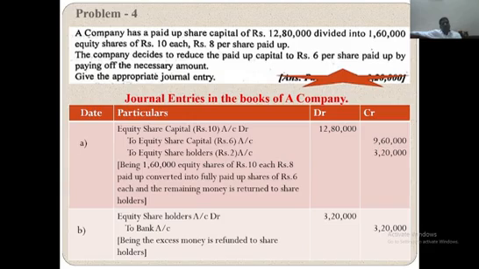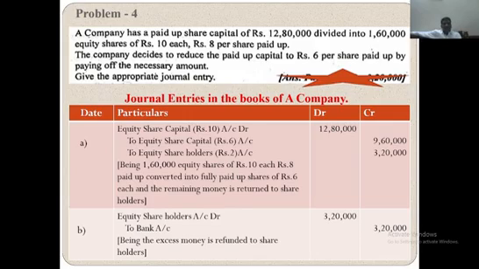Particulars, debit in rupees, credit in rupees. First journal entry, equity share capital account debit 12 lakh 80,000, which means 1 lakh 60,000 shares at the rate of rupees 10 each, but with 8 rupees paid up, to equity share capital account 6 rupees, to equity shareholder account rupees 2. It is known as capital reduction. Paid up value is 8 rupees each, but only 6 rupees is called paid up capital. The remaining 2 is the capital value being lost.